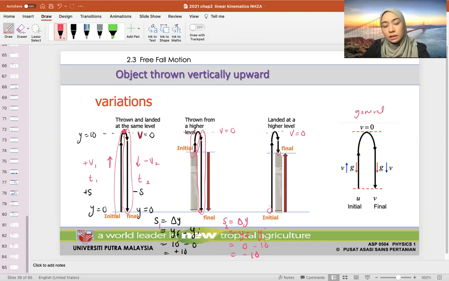So v is always equal to 0 at the maximum, positive, and then your acceleration is always going down because it's due to gravity. Even though you're going up, gravity is going down. Even though you're going down, gravity is still going down. When you're going down, the gravity does not automatically change to upwards. No, the gravity is still going down.